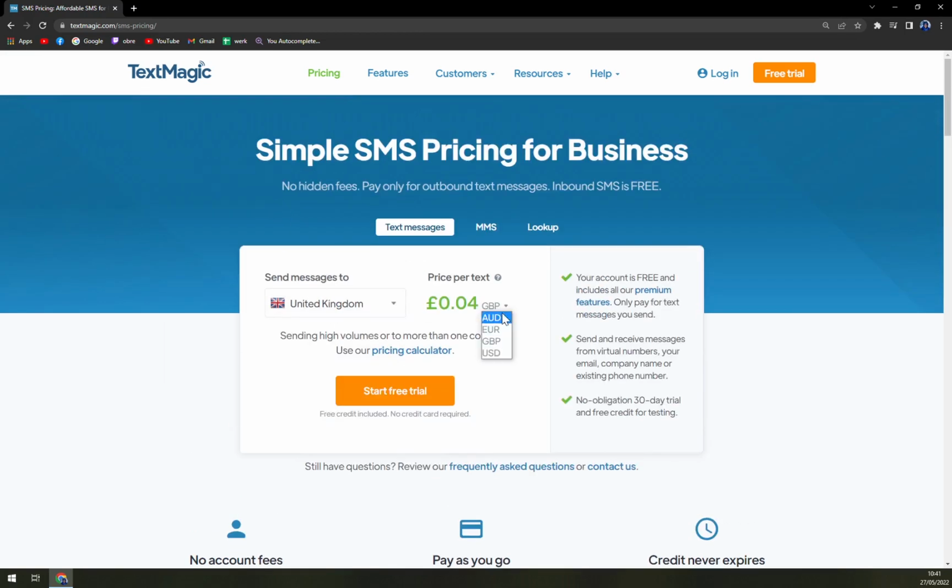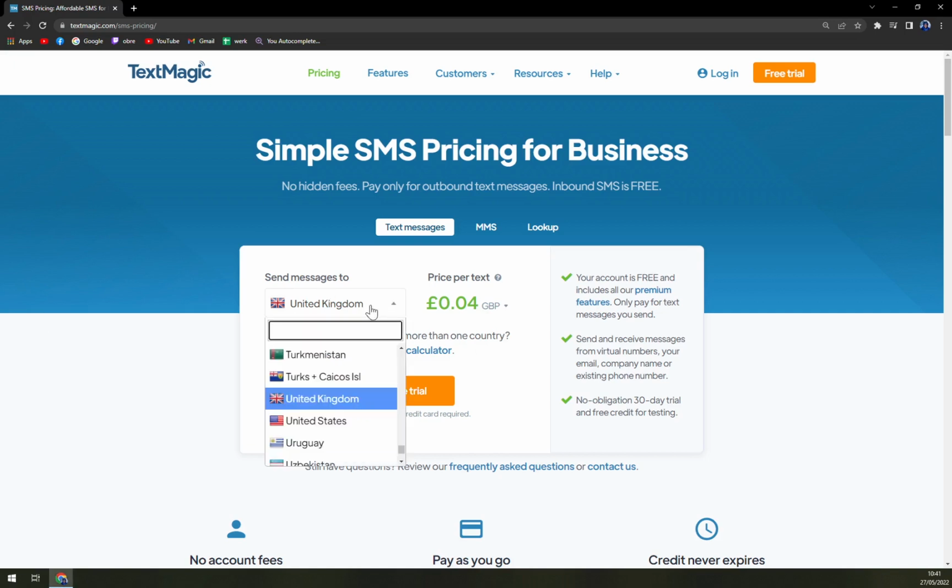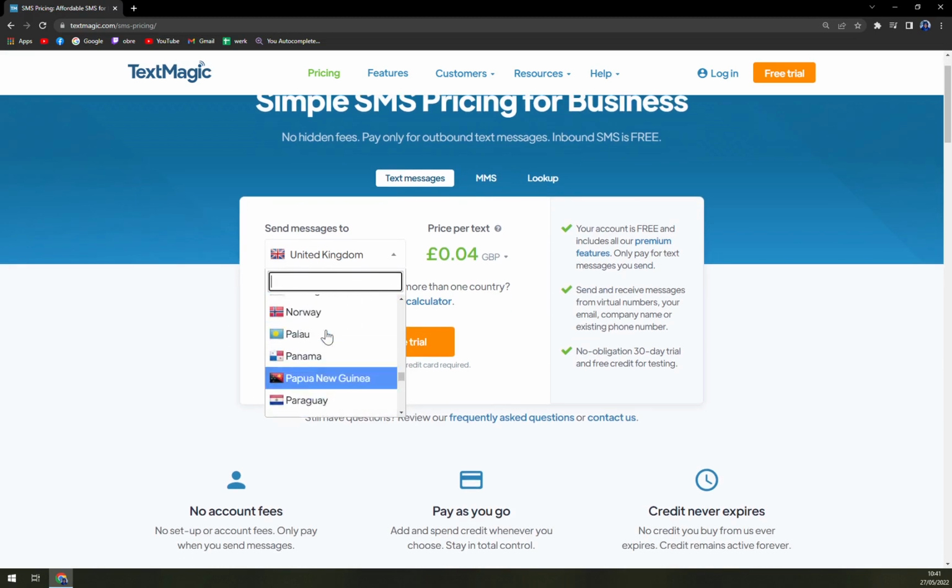You can switch between Euro, British pound, American dollar, and also Australian dollar. And also you can see where you want to send the messages to. For example, United Kingdom or... oh, there's no Czech Republic. That's very weird. I'm afraid that not even Slovakia is there. There's Slovenia.